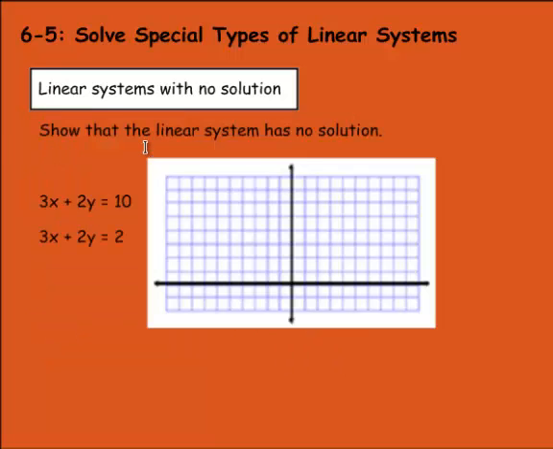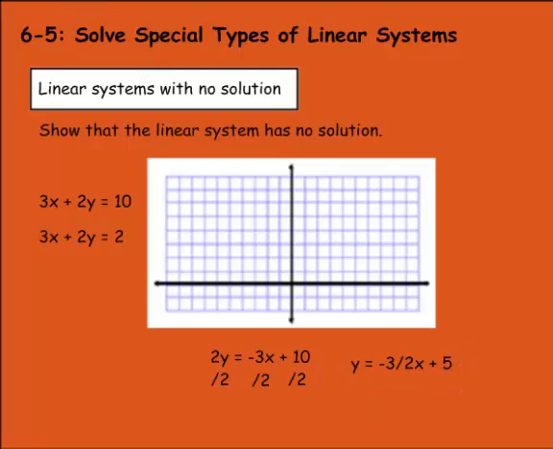This one says, show that the linear system has no solution. And this is what we meant before. We're going to show this in two different ways. We're going to show it by graphing, but also by our algebraic method. If we put this in slope-intercept form, this would turn into 2y equals negative 3x plus 10. Divide both sides by 2. So then we're left with y equals negative 3 over 2x plus 5.